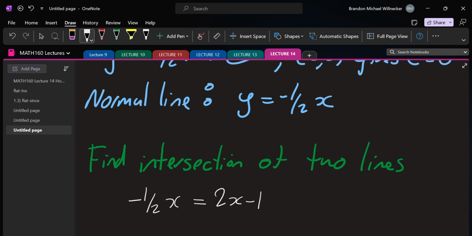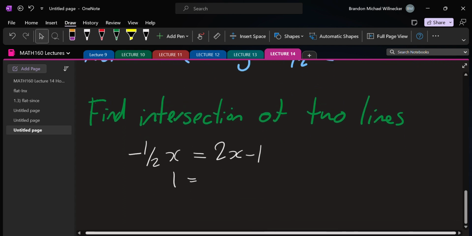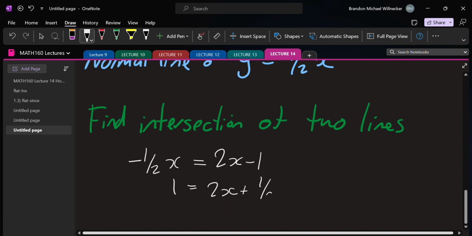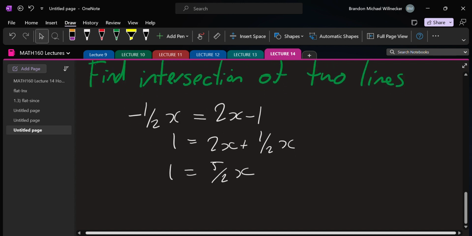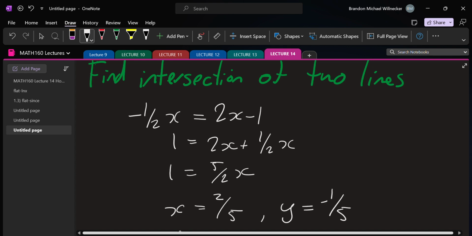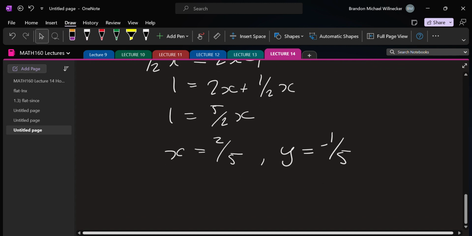So -1/2 x is equal to the line that's given. That was 2x minus 1. Okay, so 1 equals 2x plus 1/2 x. So 1 equals 5 over 2 x. Okay, so x equals 2 over 5. Once we've got x, we can find y. We can use either equation to find y. So y equals -1/5, just by using -1/2 x. So this is the point on G, on the straight line.